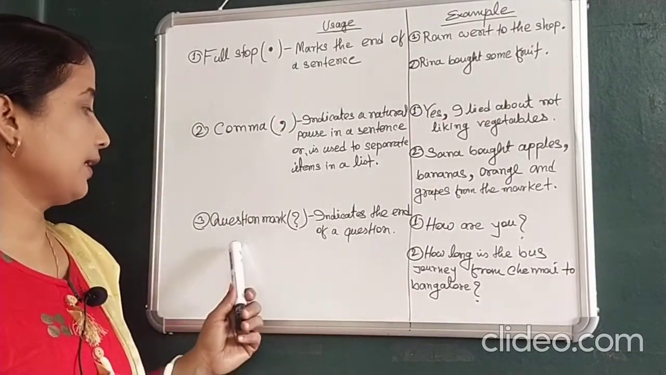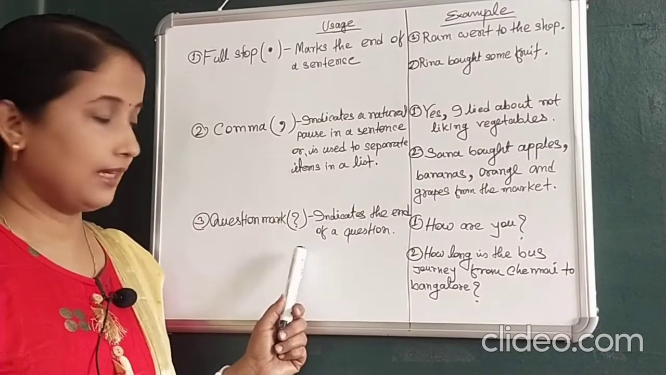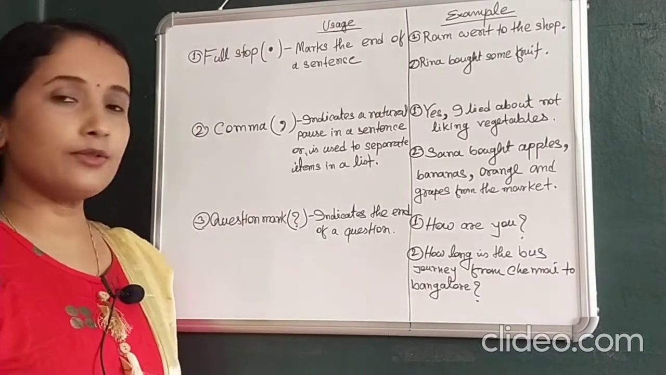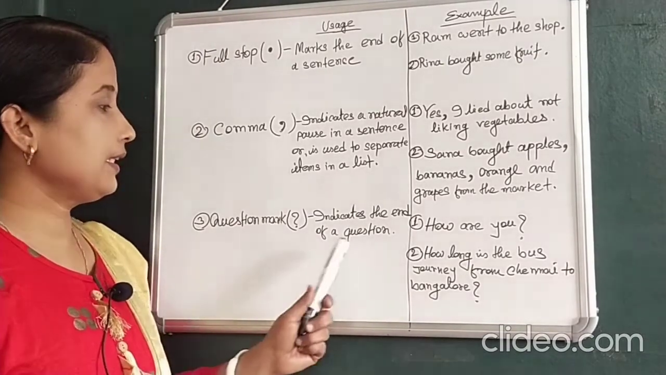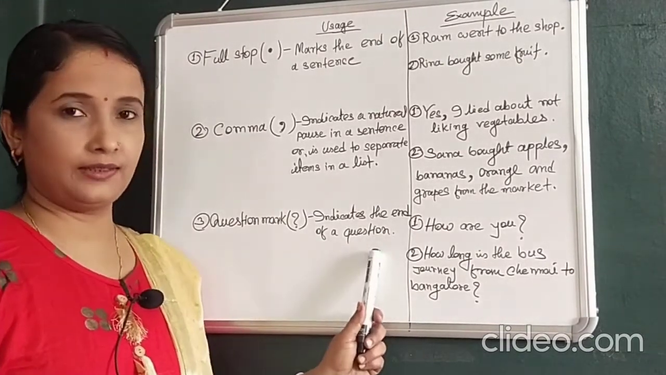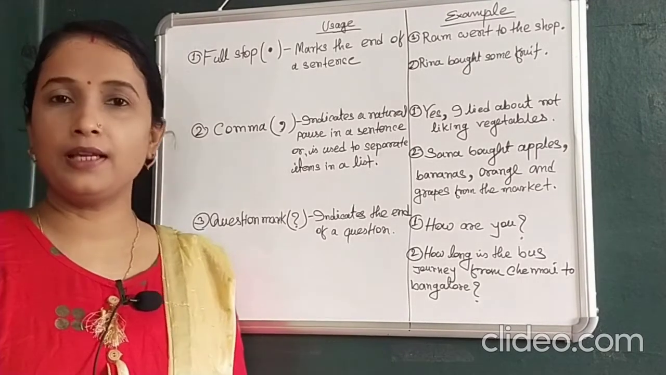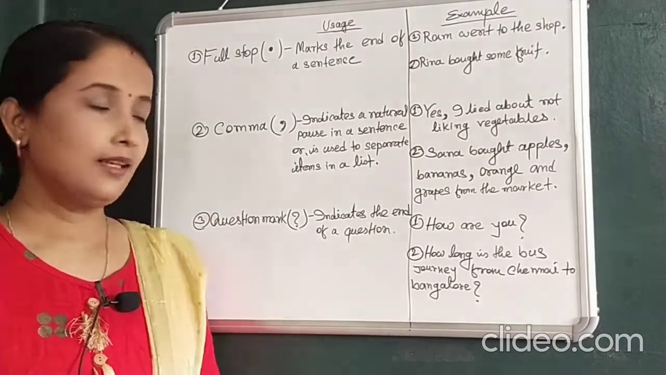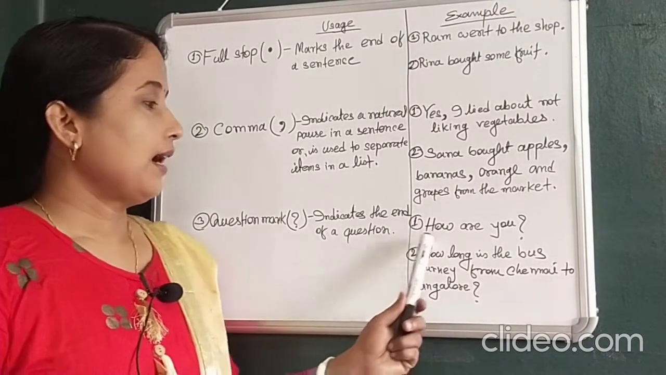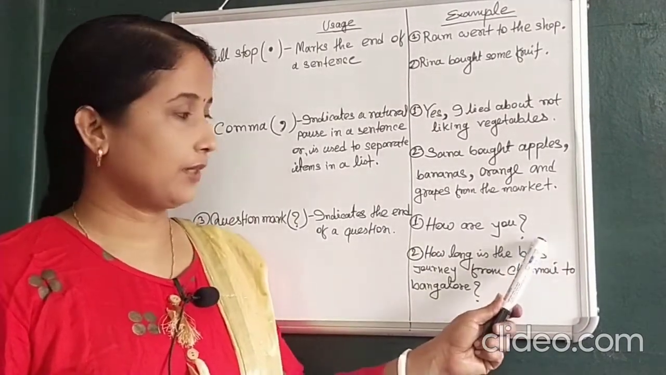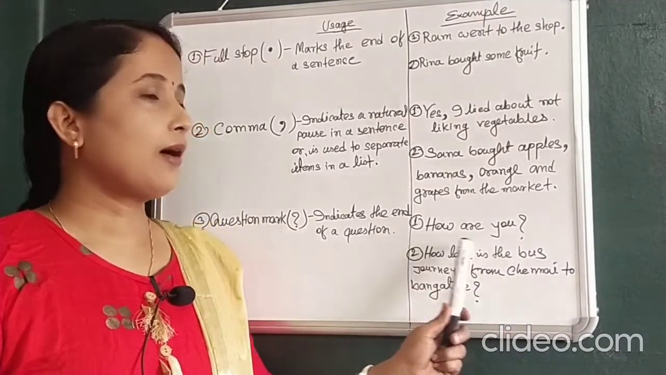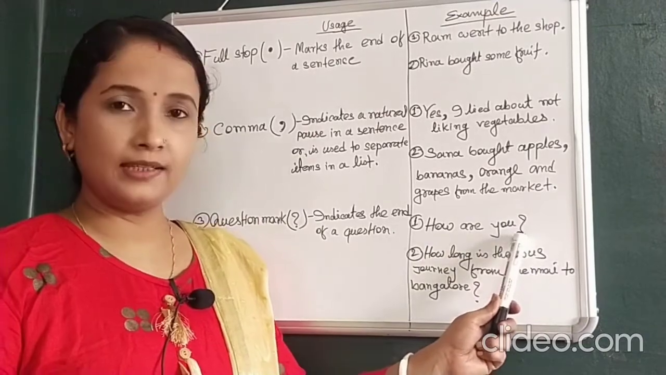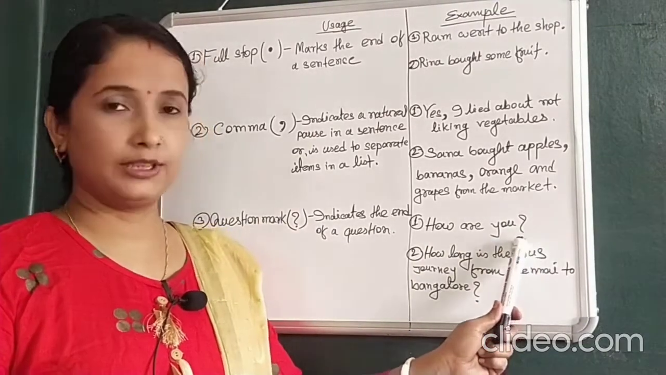Next punctuation mark is question mark, and this is the symbol of question mark. Now when we use question mark, it indicates the end of a question. We use question mark at the end of a question. Let's see an example. How are you? Question mark. Here, how are you is a question, and the question is ended here. So we use question mark.